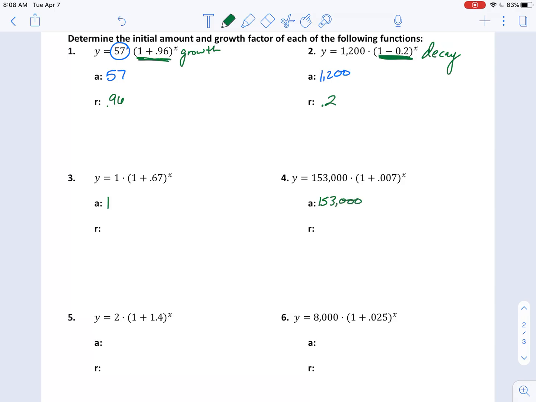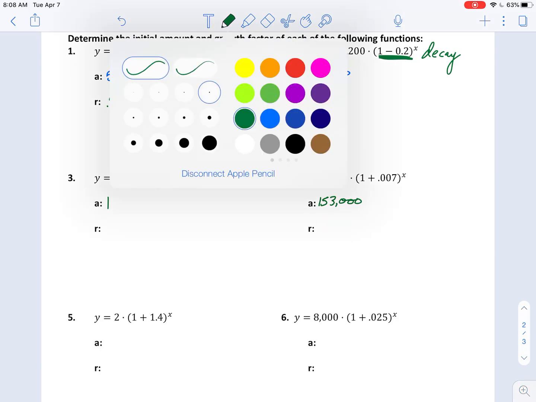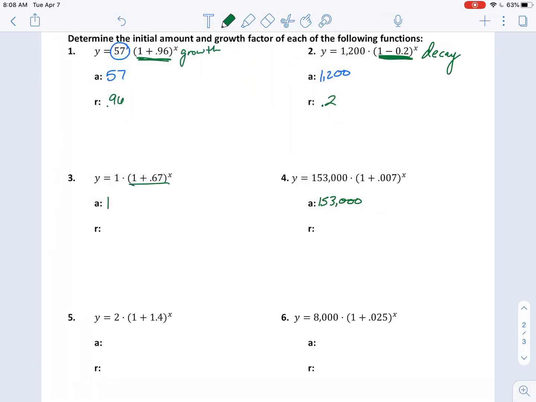All right, now let's try the middle two, and then I'll have you guys pause the video and do the last two. So the initial amounts, again, are those initial numbers that you're seeing here. And our rate of growth, our growth factors, or our decay factor, depending if I'm adding or subtracting, is going to be inside the parentheses, that number with 1. So what am I doing to 1? In number 3, I'm adding. I'm going to make it bigger. So this will be exponential growth.